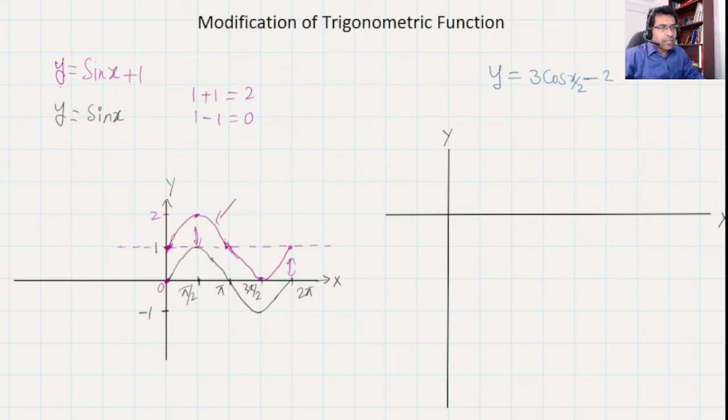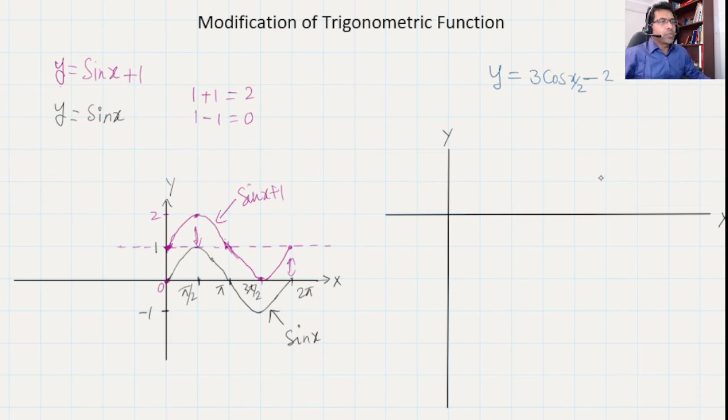So if I just show you, this is our y equals sine x plus 1, and the black graph is our y equals just sine x graph. I'm showing both in one graph to see how the graph moves when changing the vertical shift.